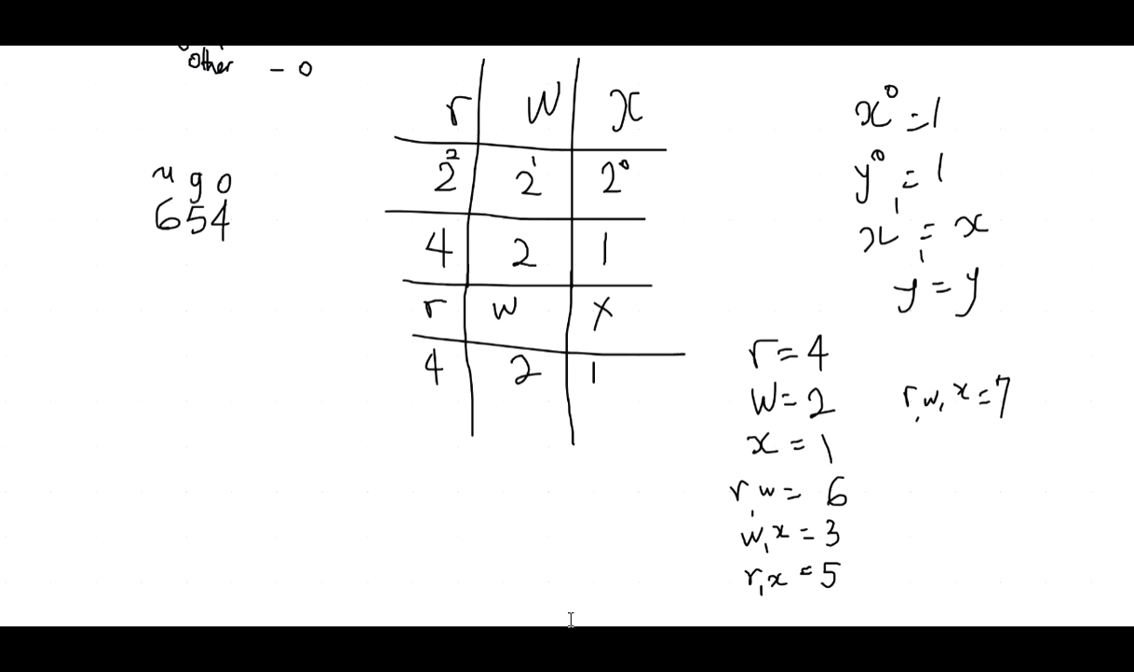So for user 6, which is what? Read and write. For group 5, which is what? Read and execute. For others 4, which is what? Read only.